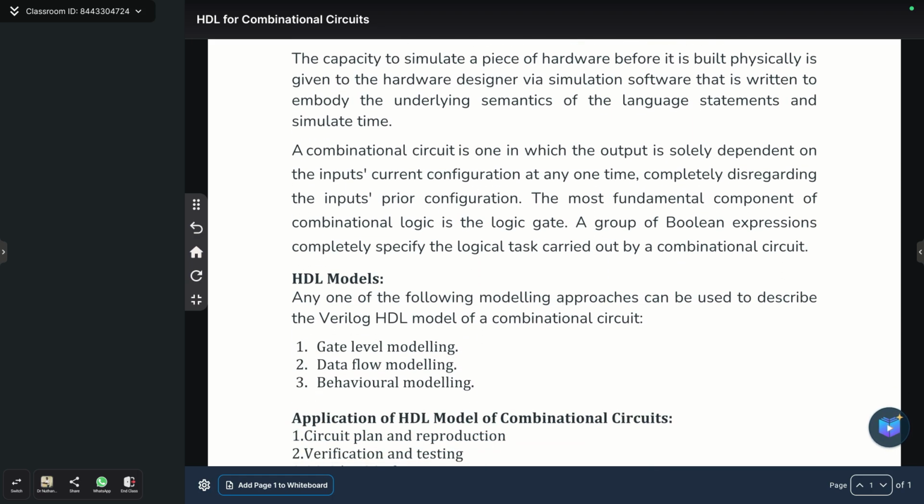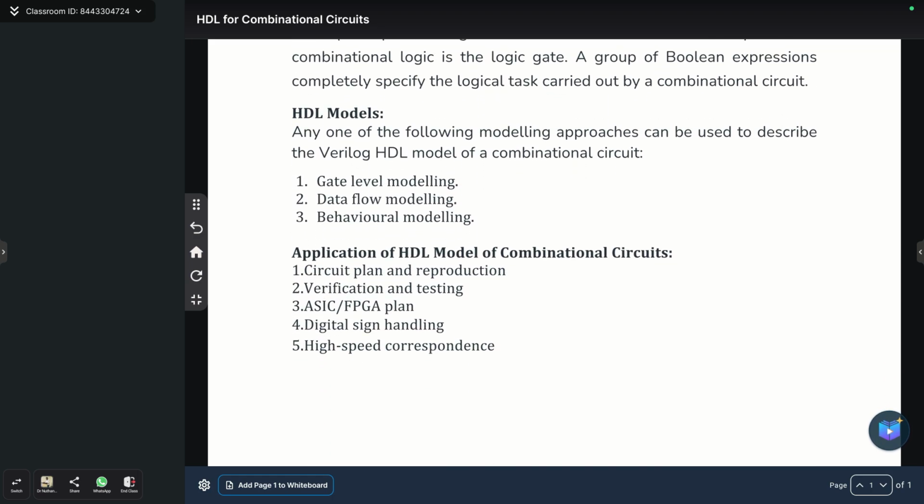So generally the HDL models are gate level modeling. This gate level modeling we have already done. We connected all the 8 categories of the gates, correct? Yes or no? And implemented circuit layouts. Next one is the data flow modeling.